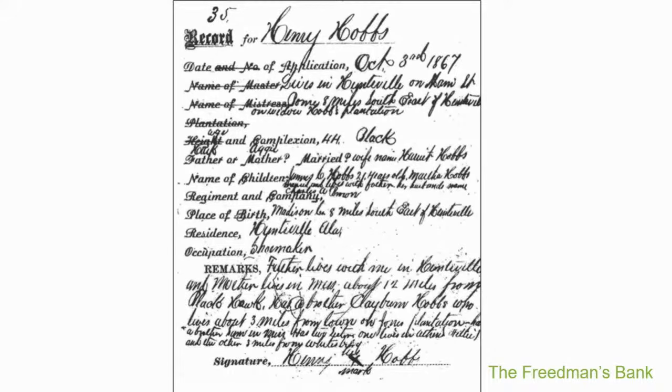Here is the card for Henry Hobbs. It contains his address, age and complexion, the name of his wife, children, and siblings, information about his parents, birthplace, occupation, and other details.